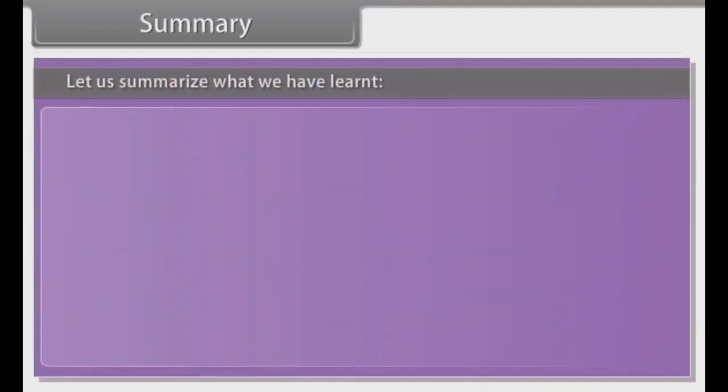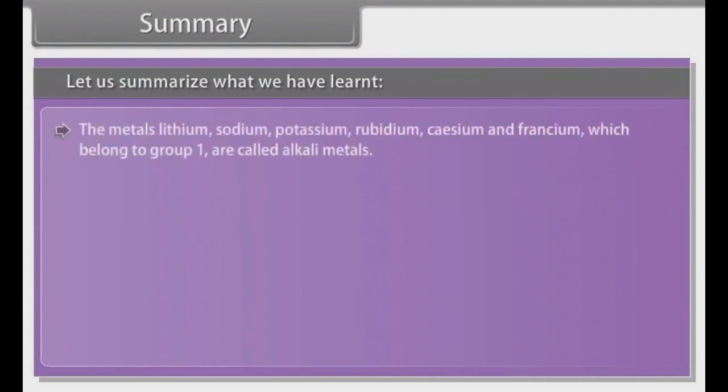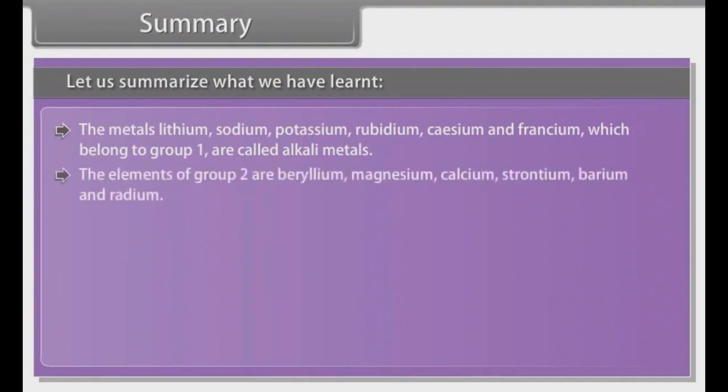Summary. Let's summarize what we have learned. The metals lithium, sodium, potassium, rubidium, caesium and francium, which belong to group 1, are called alkali metals. The elements of group 2 are beryllium, magnesium, calcium, strontium, barium and radium.